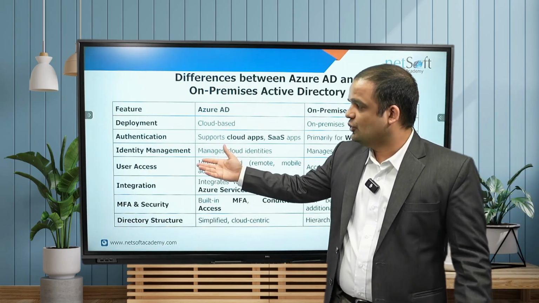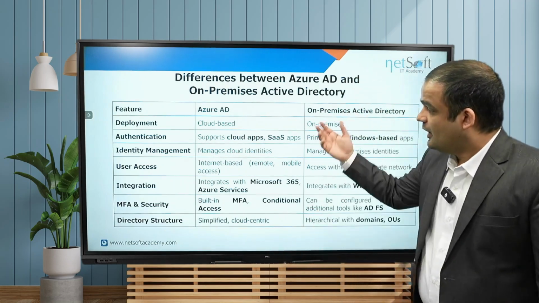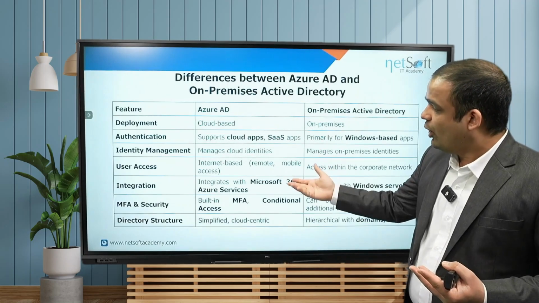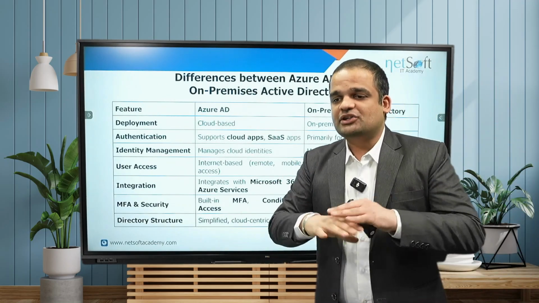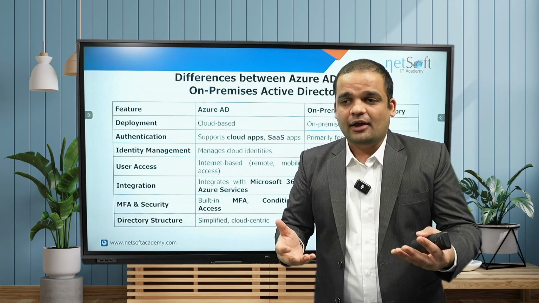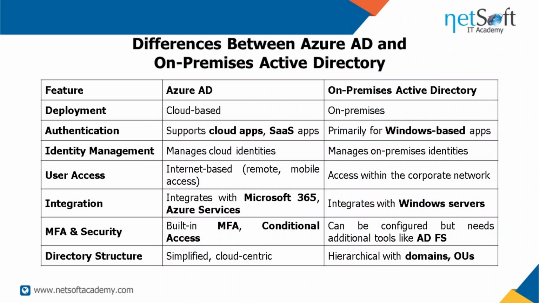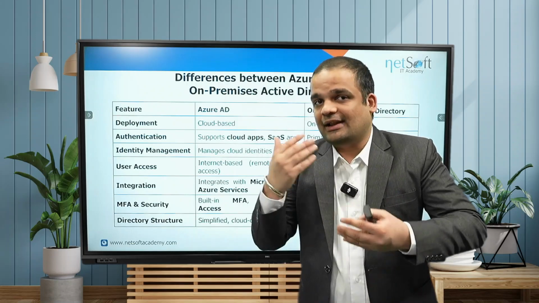How about user access? Well, Entra ID is internet-based. So remote mobile access via internet or public domain is more likely to be used. Here, access within the corporate network is actually used, meaning your own local area network. It can be a wide area network as well, but the corporate must maintain their own network boundaries and the line of sights.